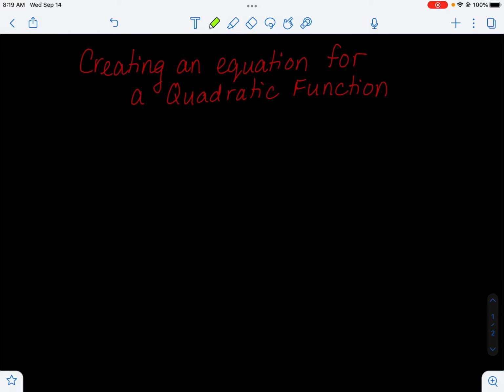This is a video on creating an equation for a quadratic function given some information. So we want to make an equation for a quadratic function. Remember, quadratic functions look like this. Well, they could look like this. Here's one in standard form. The key is they all have this x squared as their highest exponent.